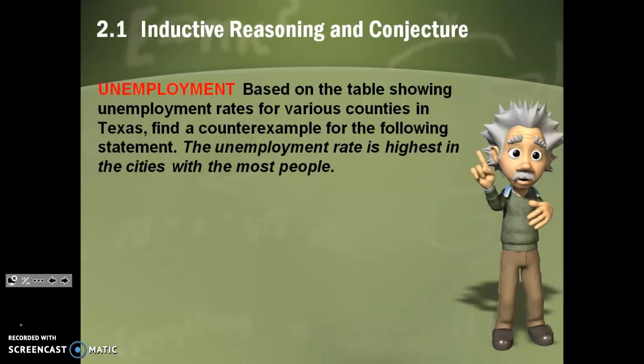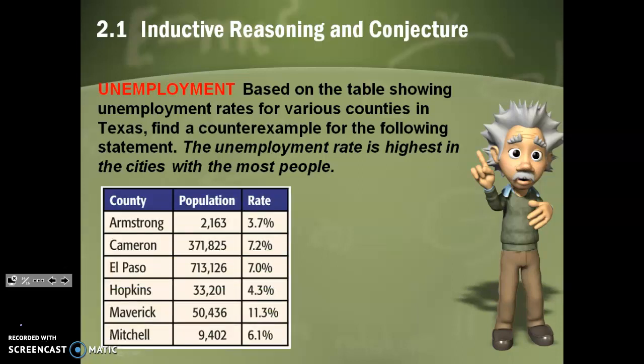Here we got to work on counterexamples. So here's a conjecture somebody made looking at this chart. It said the unemployment rate is the highest with the cities with the most people. And on this one, my eyes go to that 11.3% that Maverick has of unemployment rate. Well, what do you notice about Maverick though? Is it the largest city? Not quite. Obviously, or a county, we're not talking about cities, the counties here.